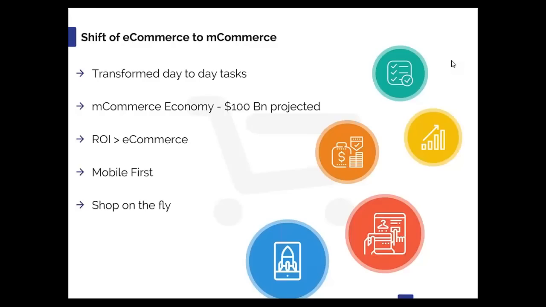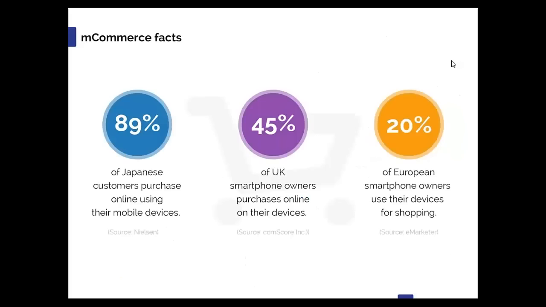So we just saw why e-commerce is quickly shifting towards mCommerce. Now I'll showcase some helpful facts about mCommerce. In a country like Japan, 89% of Japanese consumers purchase online using their mobile device, and the population of Japan is nearly 120 million. So more than 100 million shop through their smartphone.